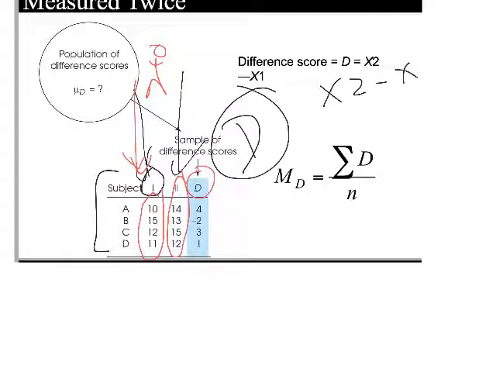X2 minus X1, D equals. Okay. All right. And so this is this column here. This reflects the difference between time points 1 and 2. And notice there are 4 subjects, so n equals 4 in this case.